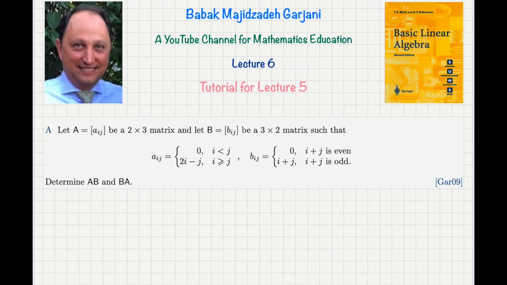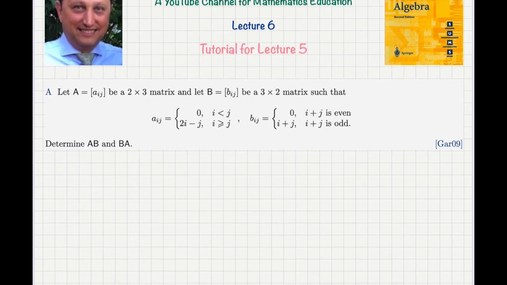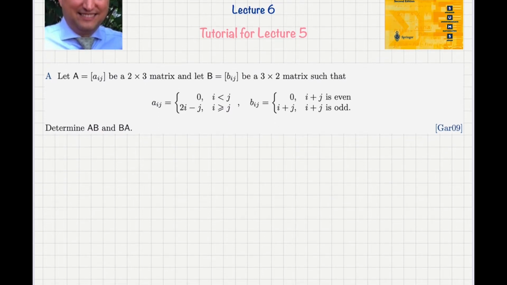To do this, we have to determine the explicit form of A and B, then simply multiply them in the corresponding order demanded by the problem, yes? So here it is given to us that A is a 2 by 3 matrix. The generic form of such a matrix is A sub 1 1, A sub 1 2, A sub 1 3, A sub 2 1, A sub 2 2, and A sub 2 3.